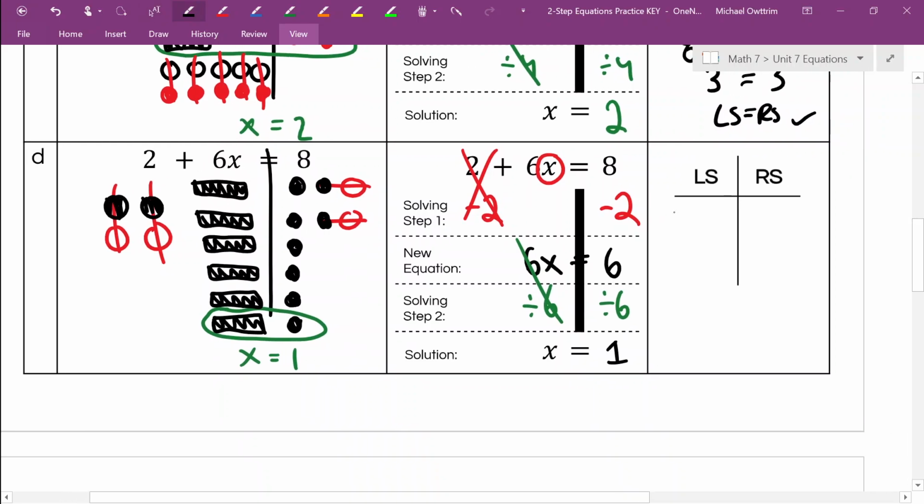In terms of verifying, our original left side was 2 plus 6x, and our original right side was 8. We think that x is the number 1, so 6 times 1 is 6, and 2 plus 6 is 8. Since 8 is equal to 8, the left side is equal to the right side.